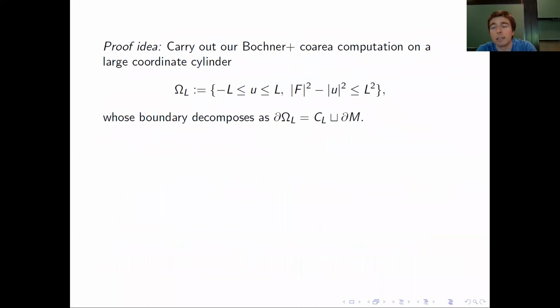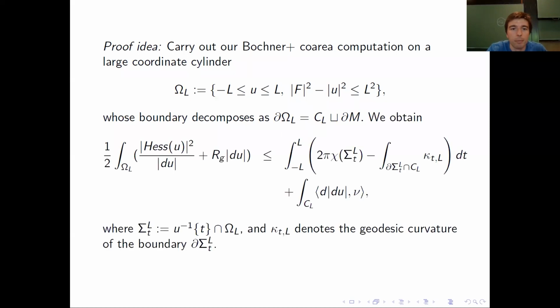All right, so the proof idea is an extension of what we were doing in the compact setting. So again, you're carrying out some Bochner plus Gauss-Bonnet computation, but now you're doing it on some large coordinate cylinder in your manifold. So its boundary is going to decompose into some cylinder region, right? Just the boundary of this cylinder in R3, and then your interior boundary corresponding to your minimal two spheres. Right? Okay, and then you get the following computation.